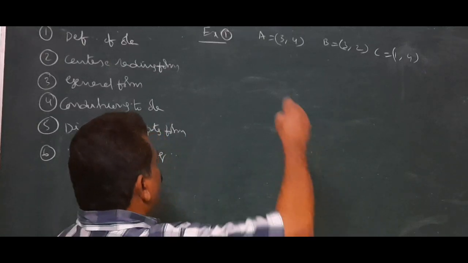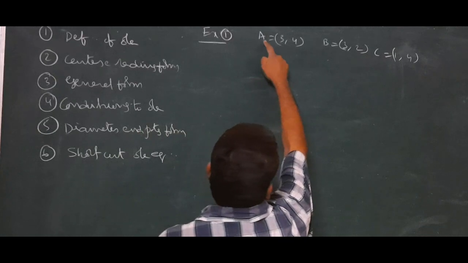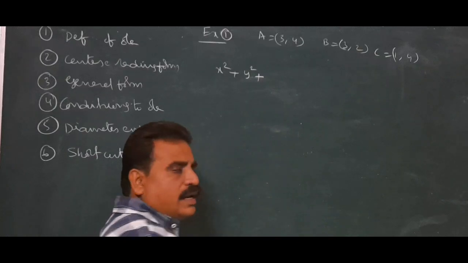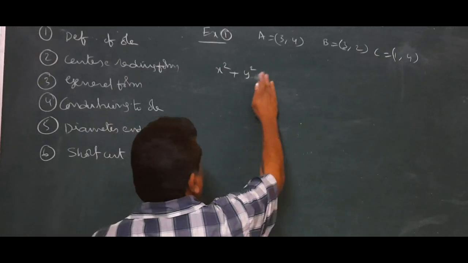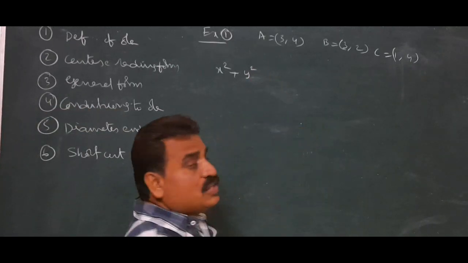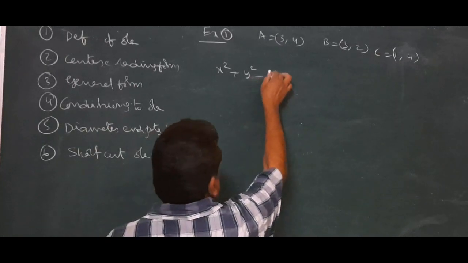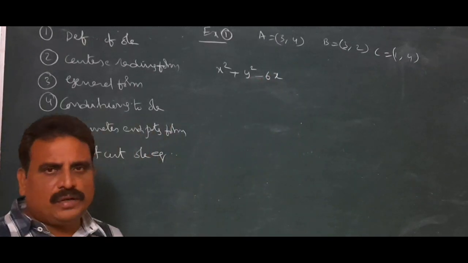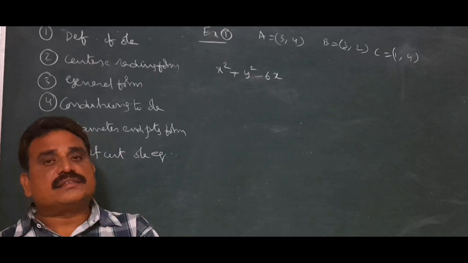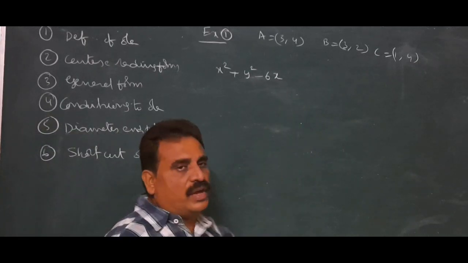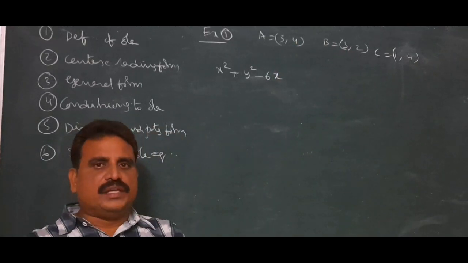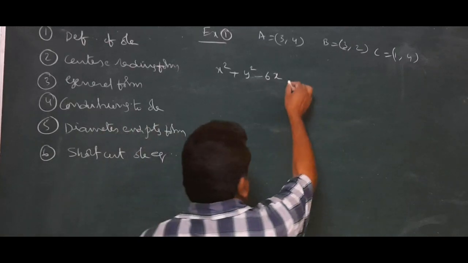Now apply that. First of all, write down the circle equation having diameter endpoints AB. x square plus y square, these are fixed. Next, sum of x coordinates: 3 plus 3, 6. Sign change, minus 6. That is the x coefficient. Once again, sum of x coordinates 6, sign change, minus 6, taken as x coefficient. In the same way, sum of y coordinates: 4 plus 2, 6. Sign change, minus 6, taken as y coefficient.